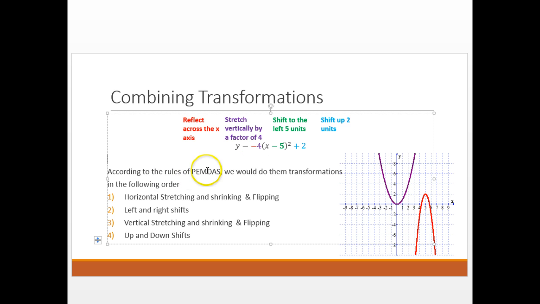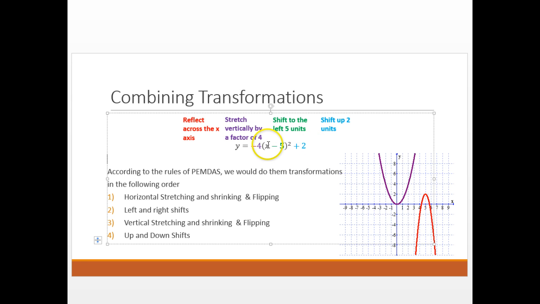So according to the rules of PEMDAS, we should do the transformations in this order. We go inside the function. We start with the number in front of the x. That number and that negative sign, if there is any, horizontally stretches and shrinks and flips things. The minus 5 shifts it left and right. The negative 4 out front shrinks it or stretches it vertically and flips it. And finally, the plus 2 shifts it up and down.